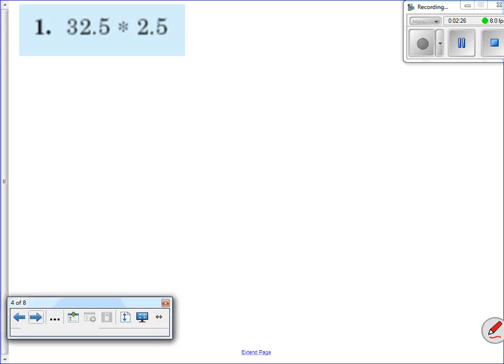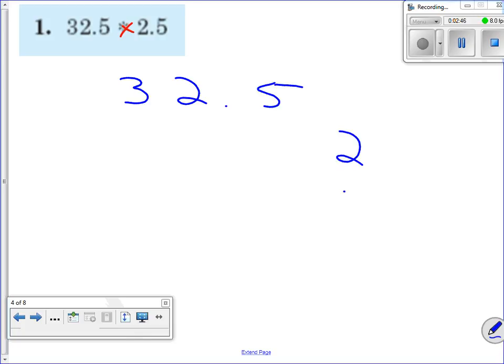All right, let's take a look here. We're going to be multiplying, with this little fun flower as a multiplication symbol, 32.5 times 2.5. When we're dealing with lattice, I'm going to make sure I write my numbers in blue. So I have 32.5 times 2.5.